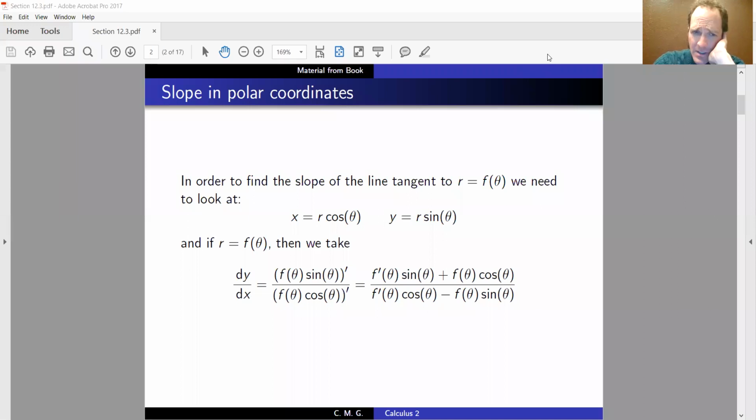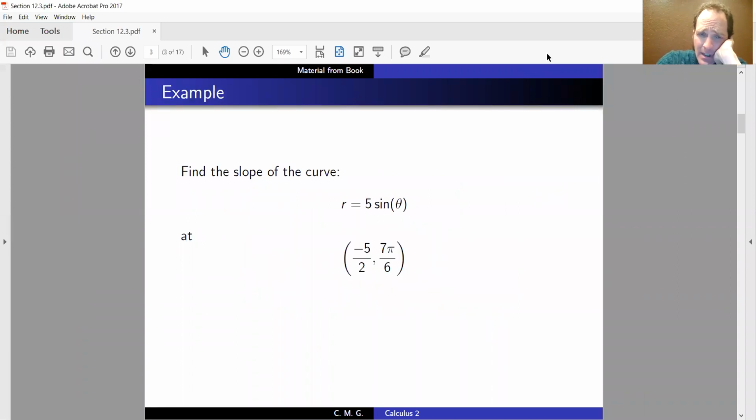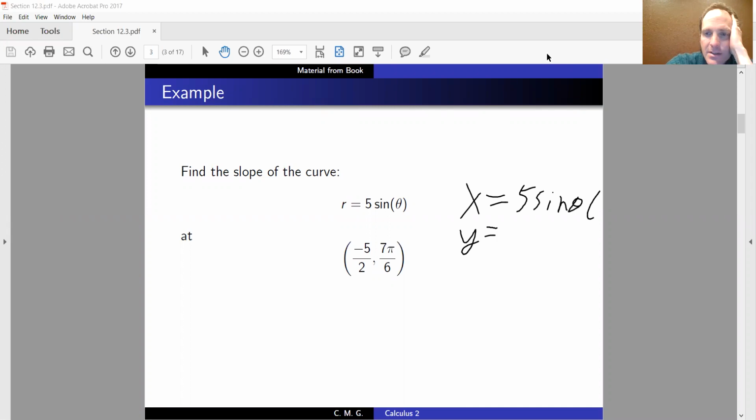Okay, so let's do an example. I've got the curve r equals 5 sine theta. I'm trying to find the slope of that curve at the point where r is -5/2 and theta is 7 pi over 6. That's the place where I want to find it. So what am I going to do? I'm going to do my x and my y. My x is r cosine theta, so I get 5 sine theta times cosine theta.